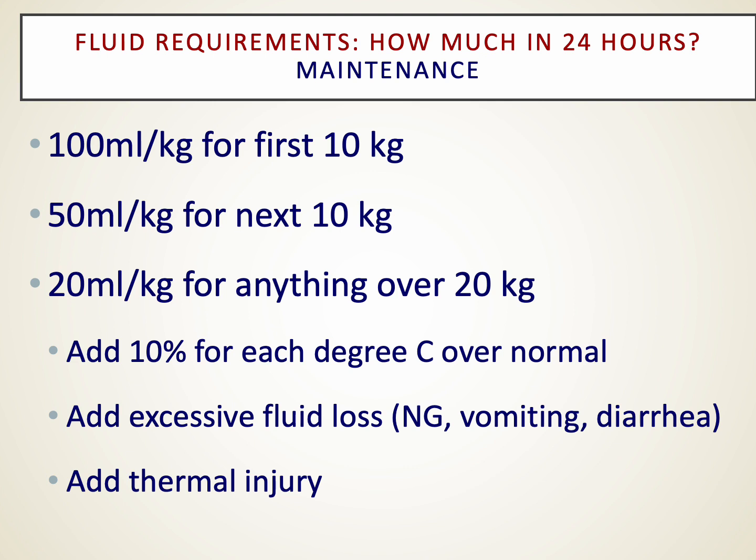So if we're looking for a typical adult fluid requirement, we're going to usually look at 100 milliliters per kilogram for the first 10 kilograms of body weight, then 50 milliliters per kilogram for the next 10 kilograms, and then for everything over 20 kilograms, 20 milliliters per kilogram. And then we're going to make modifications if someone's febrile or if they've had excessive fluid loss or if they have a thermal injury.